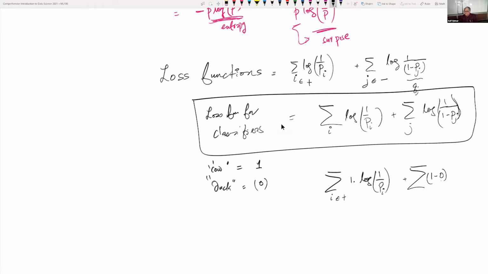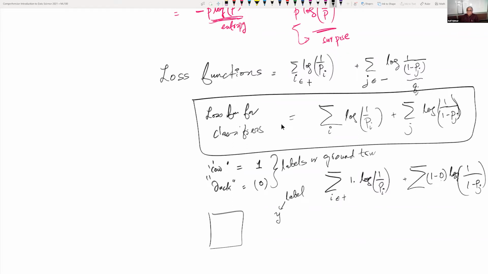Right? Now, why in the world would I do something so fun? You'll see in a moment. You say, well, where am I going with all of this? Well, remember in machine learning, we use the literature that we call y the label. These are the labels or ground truth. This is the ground truth, isn't it, guys?